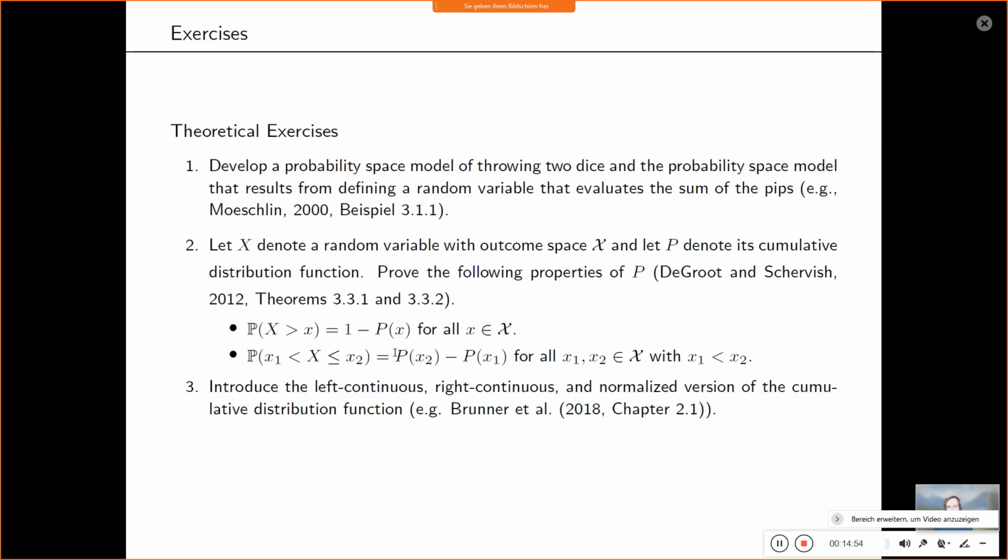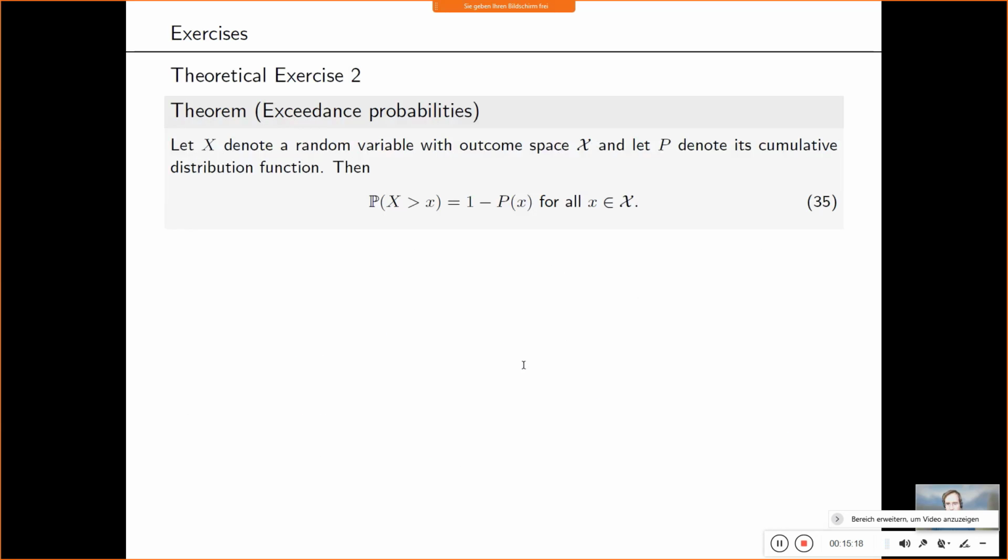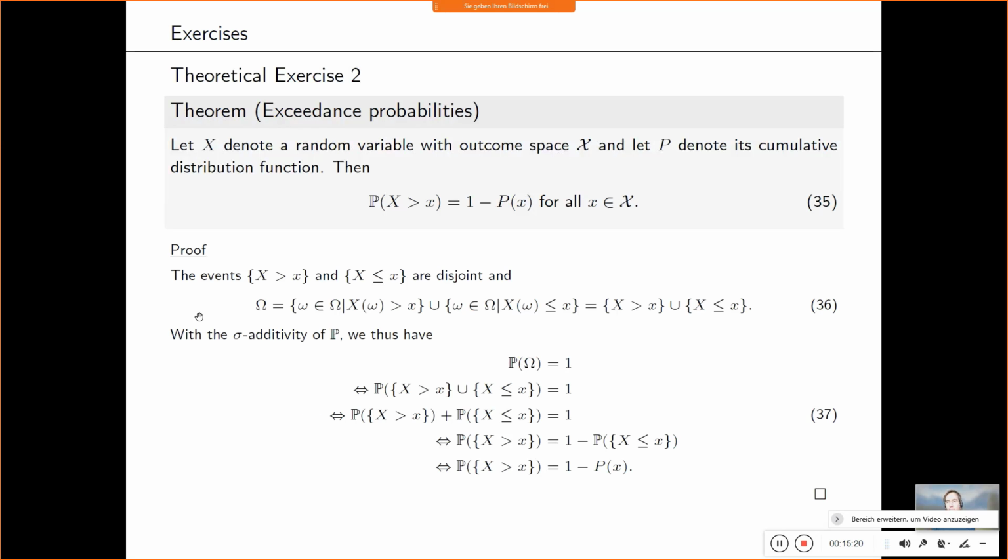And this then is possible by subtracting from the value of the CDF at the upper interval boundary the value of the CDF at the lower boundary. And one can justify these things, which are fairly intuitive, maybe. Definitely this is fairly intuitive here. One can justify them based on the probability space model. So this is the first thing, doing it in theorem form.